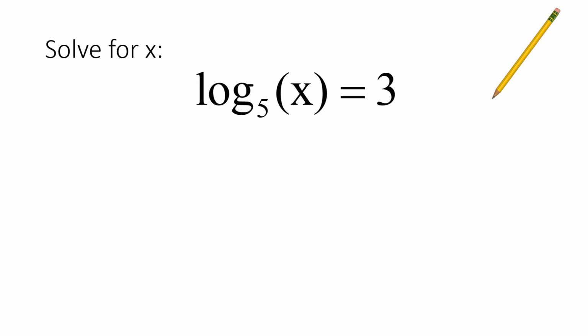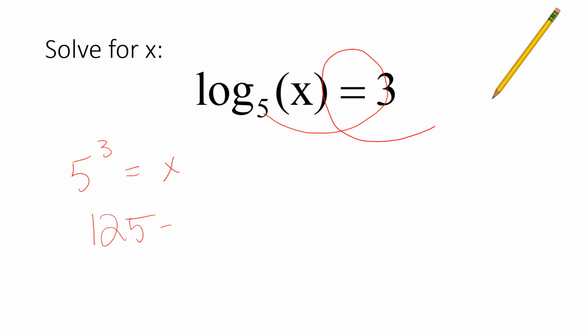Okay, what if we only have one log in the equation? I only have one log on one side. So how am I going to solve this one? In order to solve this one, I'm going to convert it to an exponential equation. So draw your big E. We have 5 to the third is equal to x. And now all we have to solve for is what is 5 to the third? Well, that's 125. So that's what x is equal to.